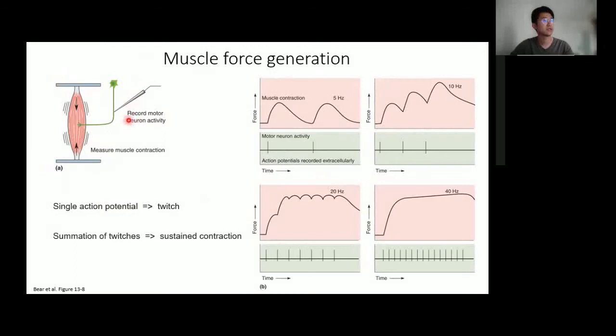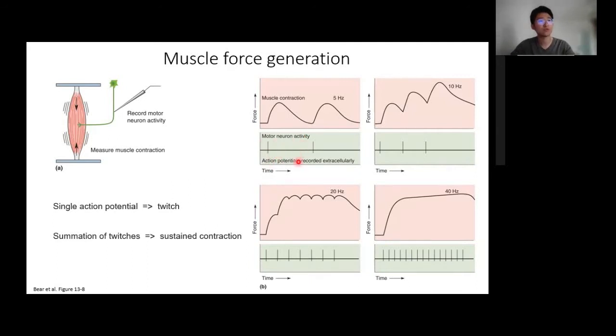Let's see how the muscle generates force at the muscle level. If this motor neuron generates action potentials, I'm not sure if you know what action potentials are. They are the electric pulses conducted through the neural axons. The frequency of action potentials depends on how active the neuron is. Only when the neural membrane potential exceeds a certain electrical threshold does it give out an action potential. Otherwise there is no output.